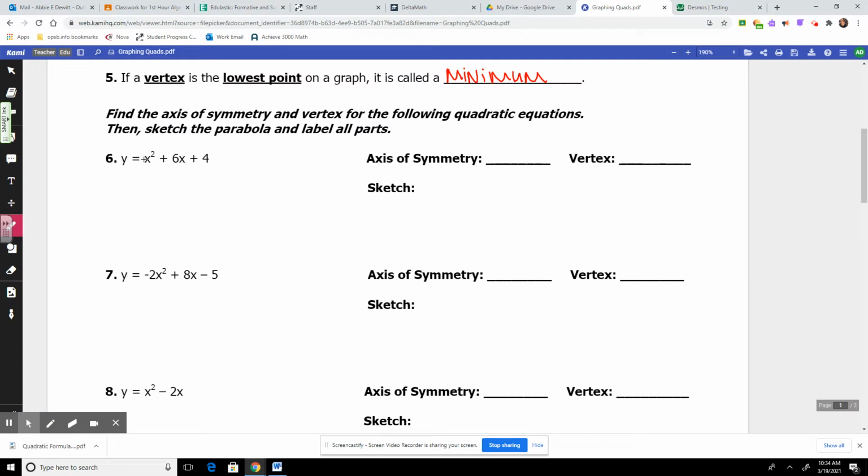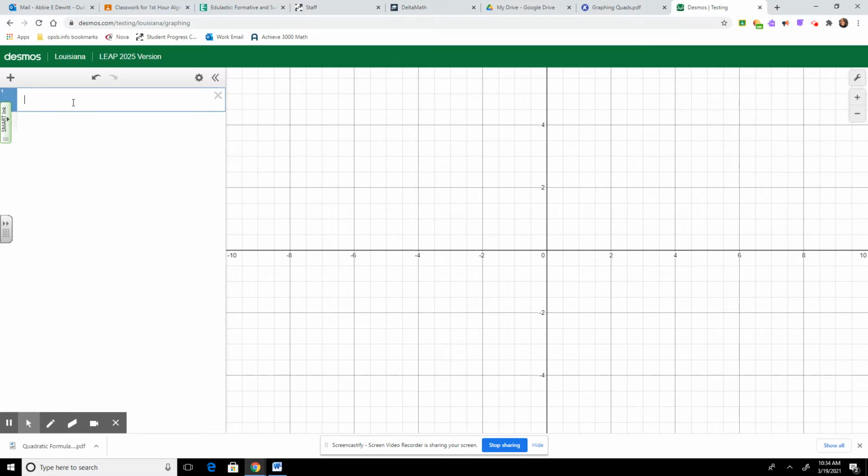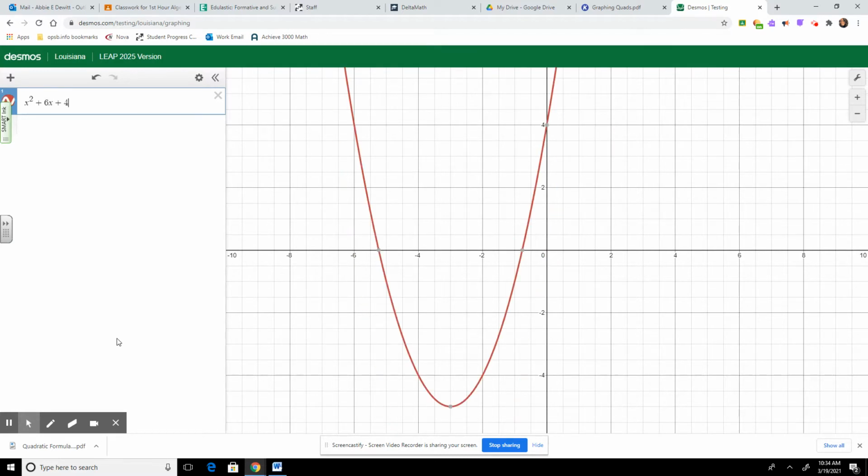Okay, so we're going to graph x squared plus 6x plus 4. I'm going to type x squared plus 6x plus 4. And as you see, this is what is meant by the curve. This is called a parabola. It's a curved graph. So this is the curve of the quadratic x squared plus 6x plus 4. That's what the parabola looks like.